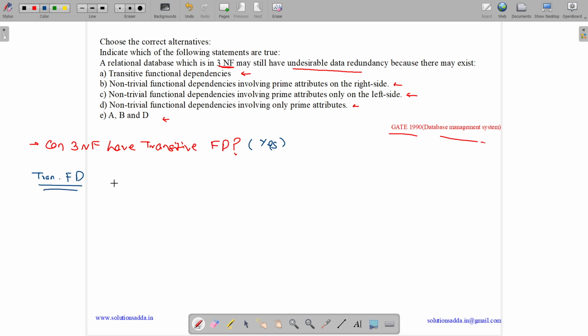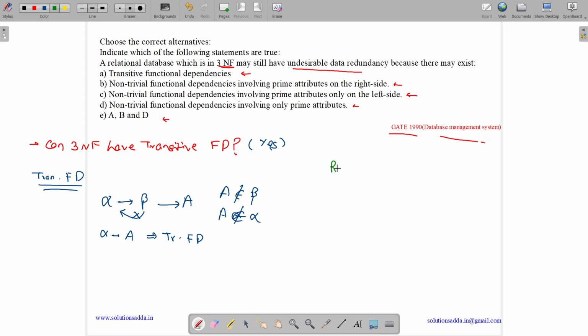Let us suppose we have a relation and we have something like alpha determines beta and beta determines A such that A doesn't belong to beta as well as A doesn't belong to alpha. In this case, and if beta can't determine alpha, then alpha to A is called a transitive functional dependency. Okay, now let me give you an example of whether we can have a transitive functional dependency in 3NF or not.